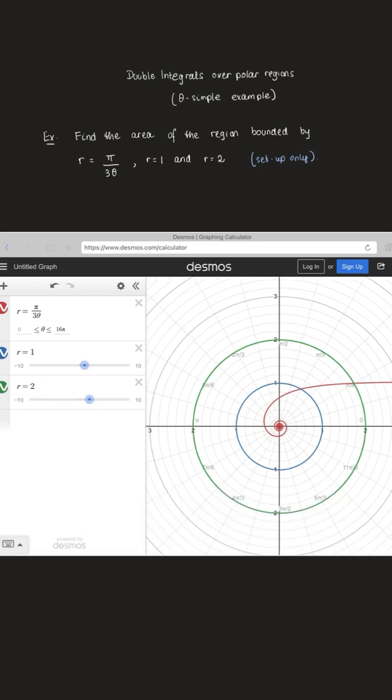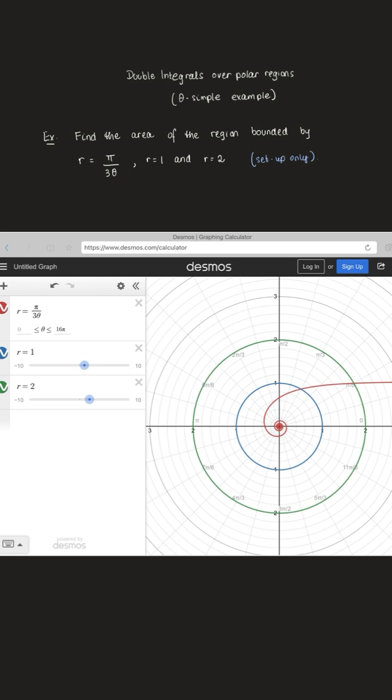Okay, in this example, we're going to take a look at a double integral over polar regions once again, but this time we're going to think about why r simple is difficult and theta simple might be better. And this is a rare example because most times r is written in terms of theta, so it's easier to use r simple because r is given between two curves of theta.